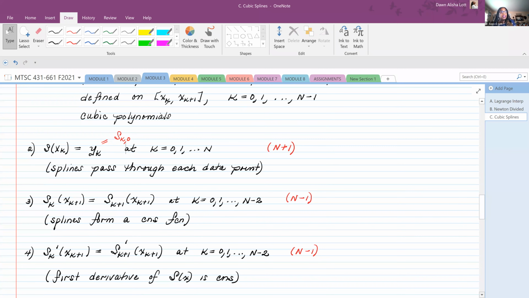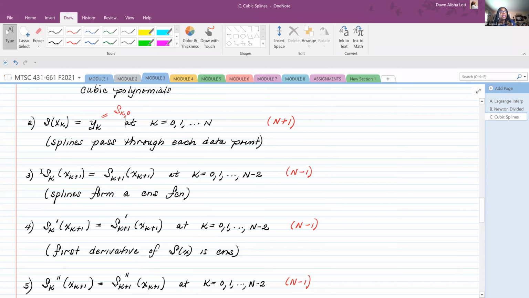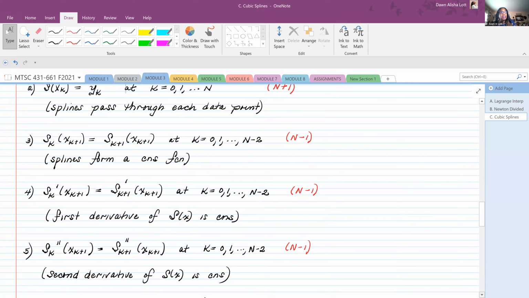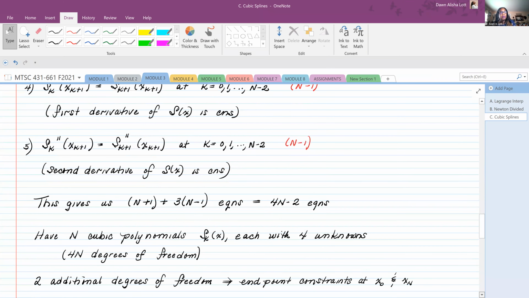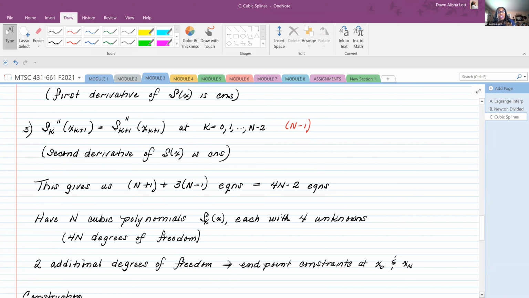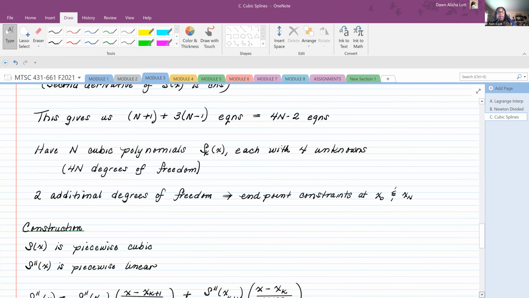Then the first derivative, well, the function is continuous. So that's what we said, sk is continuous. And then it has to be continuous at all the points, and that should be up to k0 to kn-1. Then we have the first derivative is continuous and the second derivative is continuous. So that gave us 4n-2 equations, but we have 4n unknowns. So that means we need two pieces of information still in order to be able to uniquely define our splines, and those are going to come in the form of the boundary conditions.